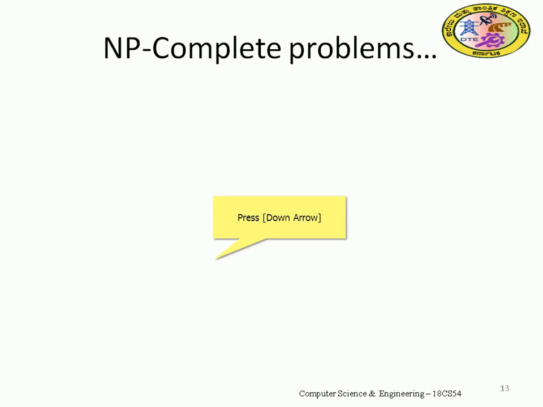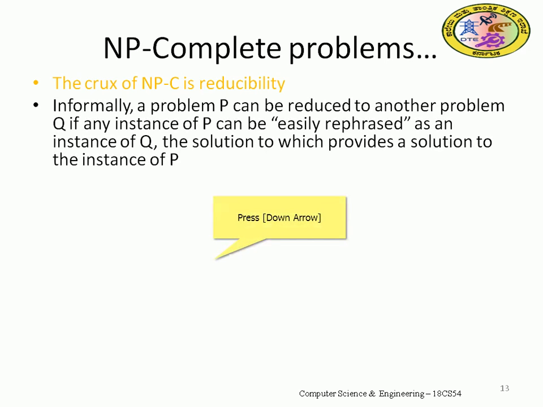So NP complete problems: the crux of NP complete is reducibility. The complexity or the solution space we can split down to the final level, that is reducible. So informally, problem p can be reduced to another problem q if any instance of p can be easily rephrased as an instance of q, the solution to which provides a solution to the instance of p.